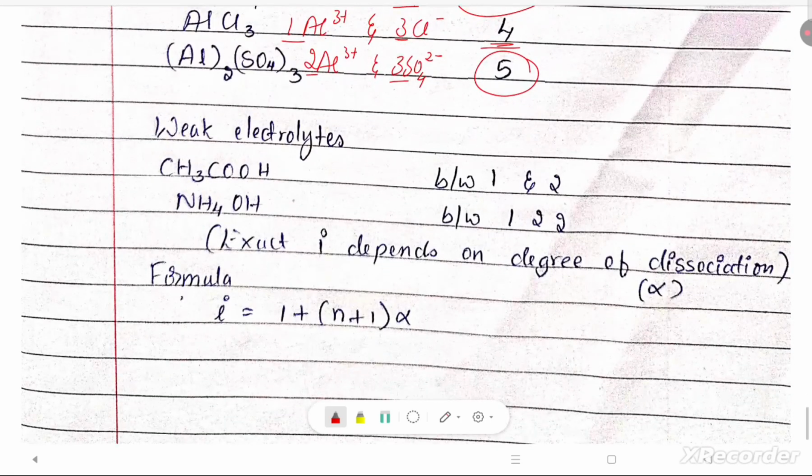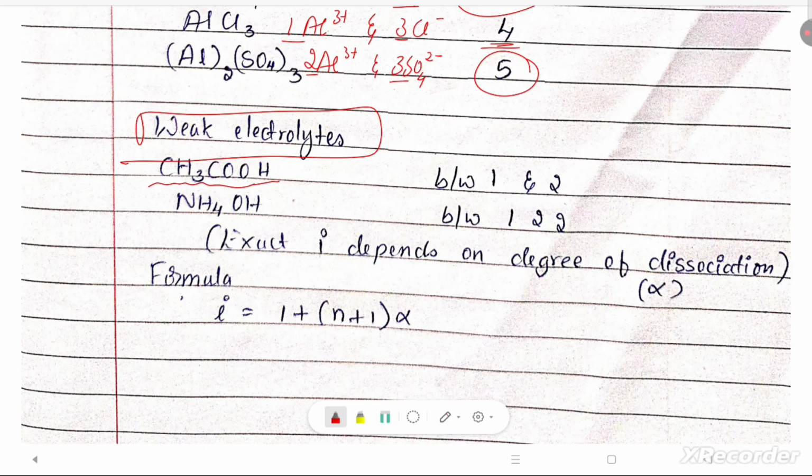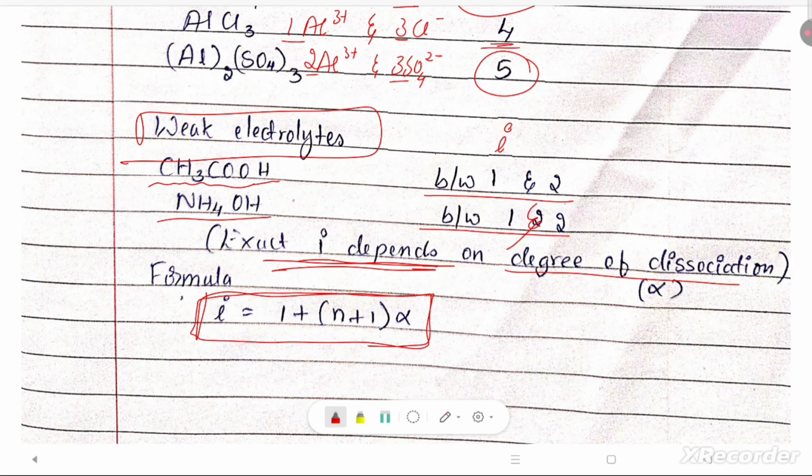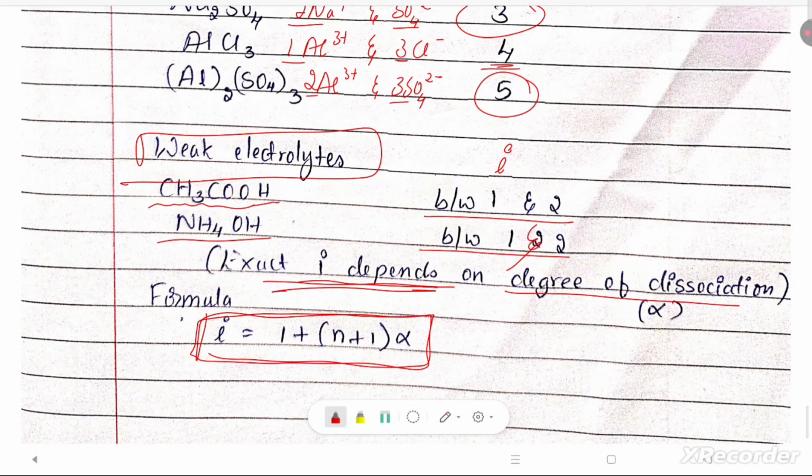Got it? Then for a weak electrolyte, like acetic acid, that is CH3COOH, i is between 1 and 2. Then for NH4OH, between 1 and 2. If I want to calculate the exact i value, this exact i value will depend on the degree of dissociation. To calculate that, we should use this formula. So remember all this.